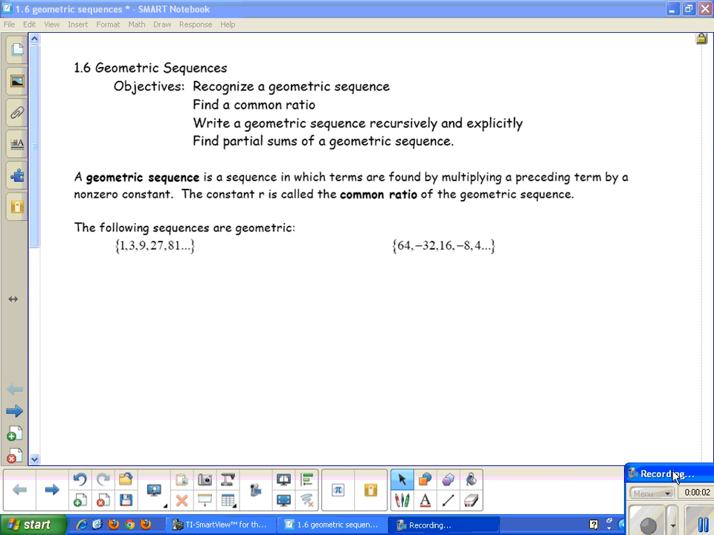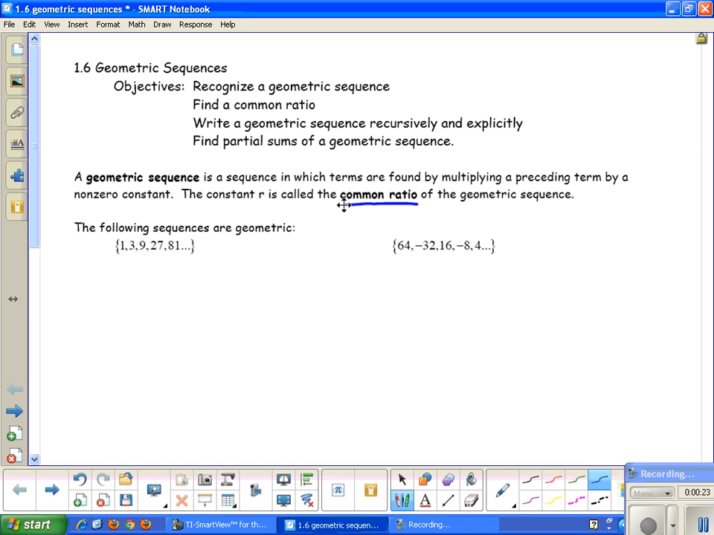Section 1.6, geometric sequences. Our objectives are to recognize a geometric sequence, find a common ratio, write a geometric sequence recursively and explicitly, and find the partial sums of a geometric sequence. A geometric sequence is a sequence in which the terms are found by multiplying a preceding term by a non-zero constant. The constant r is called the common ratio of the geometric sequence.